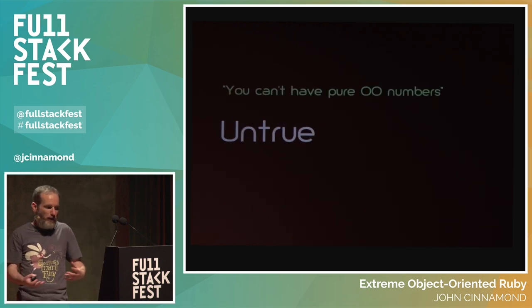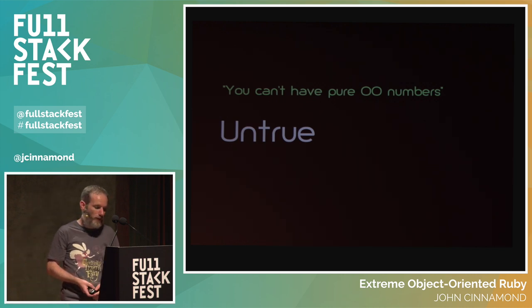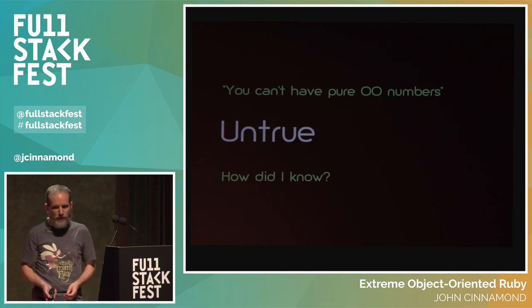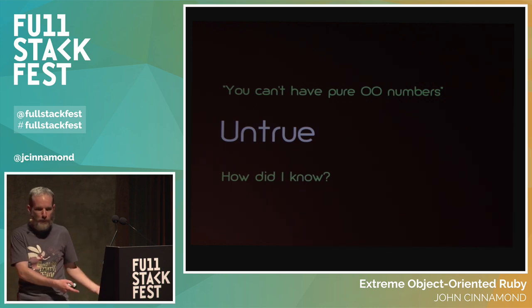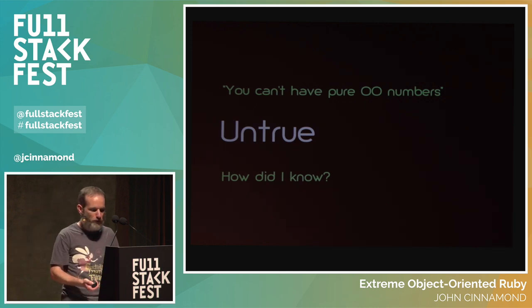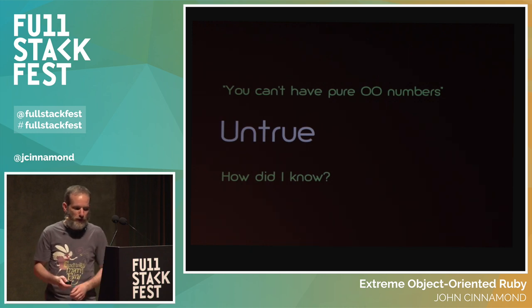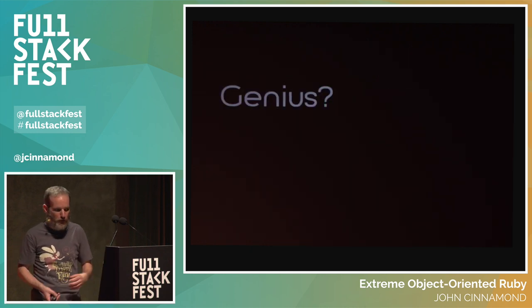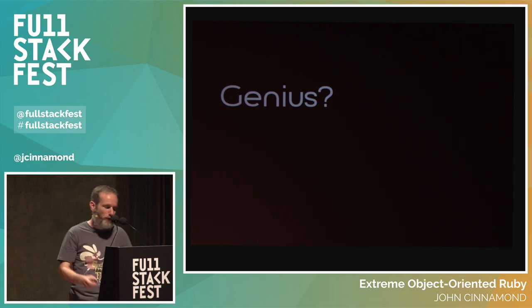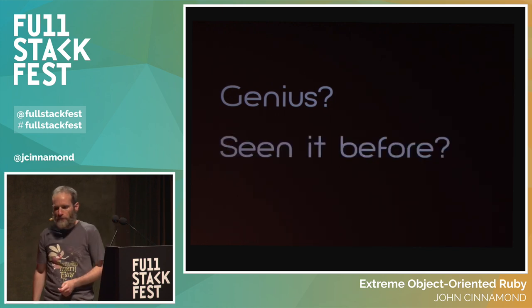I said something like this, you can't have pure O numbers, and I said this is untrue. And I knew this was untrue as soon as I said it. But how did I know it was untrue? I've never seen someone build this kind of thing before, so how did I know it wasn't true? Well, there are two possibilities here. Either I'm some kind of crazy genius, I can look at the problem and think, oh, here's all the code that solves it, or I copied it.